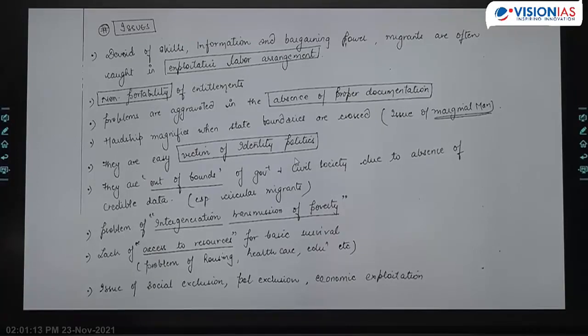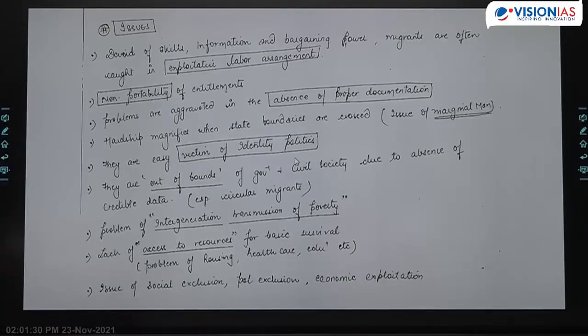At the same time, it becomes difficult for you to integrate yourself in the modern culture or in the new culture, whatever place you are moving to. So marginal man की situation आ जाती है. हिंदी में बोले तो धोबी का कुत्ता, ना घर का ना घाट का. But English में इस concept को बोलते हैं the concept of marginal man.